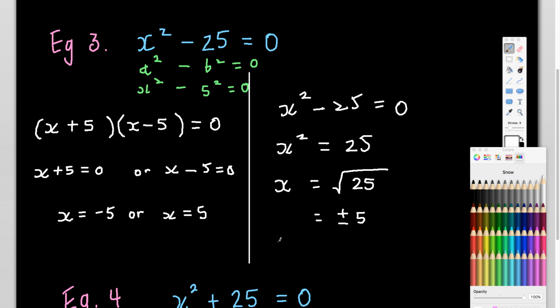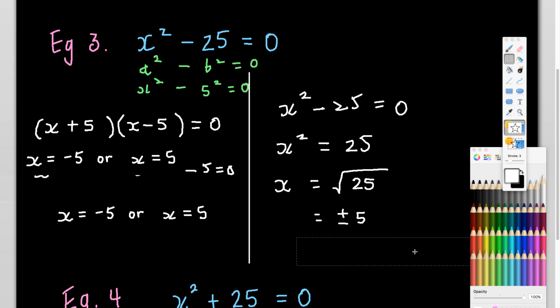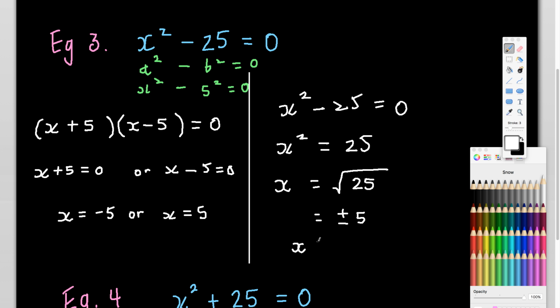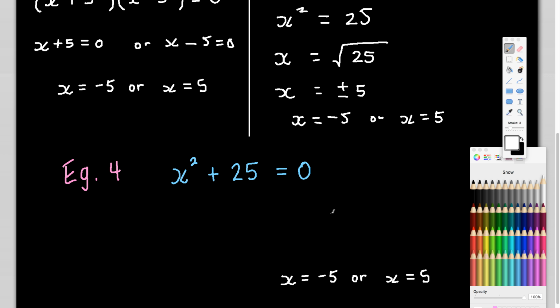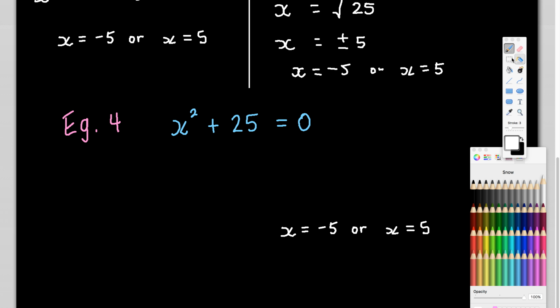And that will be, of course, the same as what I've got here. X equals negative 5 or positive 5, which is basically what I've written there. I've used just a little plus and minus symbol, which you will start to see a little bit more of in this topic.